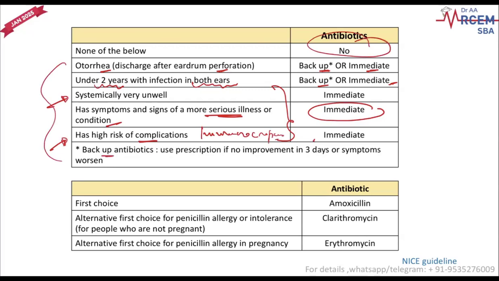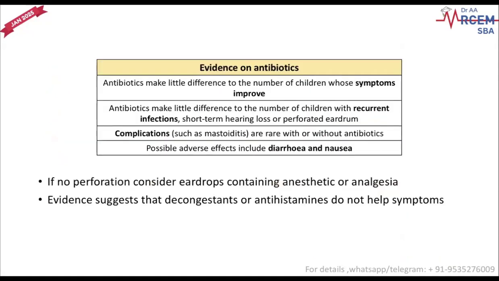Whenever you're thinking of backup antibiotics, that is in two circumstances: where otorrhea is present, and in less than 2 years with bilateral infection. At that point of time, you need to tell them that if the symptoms don't improve in 3 days or the symptoms worsen, then you can start the antibiotics you have prescribed. Here, the first choice of antibiotic is amoxicillin. If the patient is allergic to the penicillin group of drugs, then you'll be using clarithromycin. In pregnant women who are allergic to the penicillin group of drugs, you'll be using erythromycin.